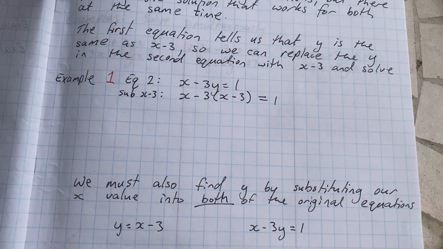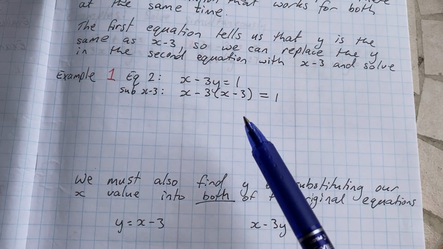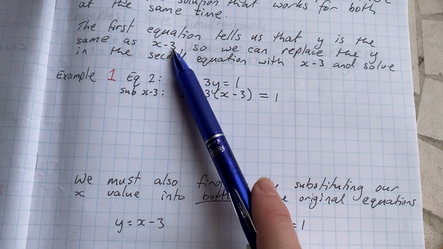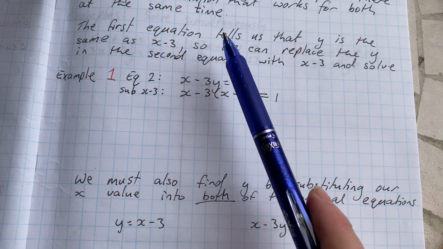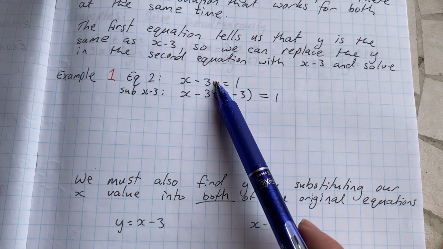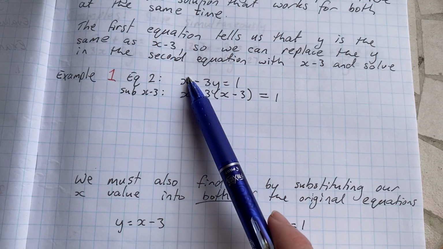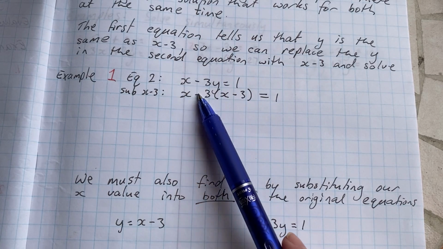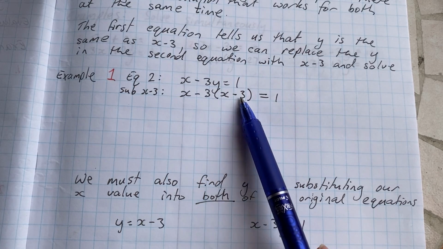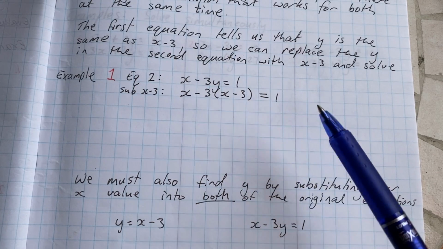So the first equation tells us that y is the same as x minus 3. So what we can do in the second equation is replace the y with x minus 3. So here's the second equation. I've written it again, but instead of y, I've put x minus 3. And then I can solve this.